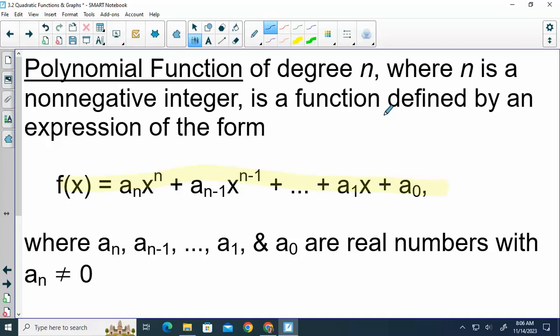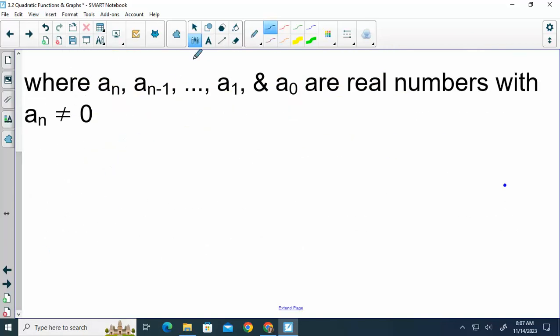So some terms that you'll hear me talk about with this. The degree. That's the highest power, that n value. It does not have to be written first. A lot of times it will be, but it could be anywhere in the list.